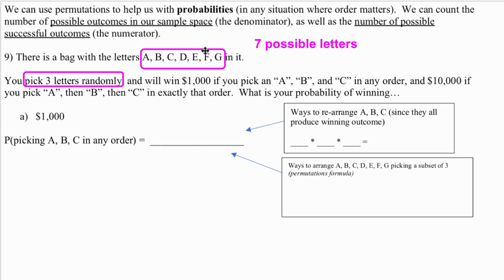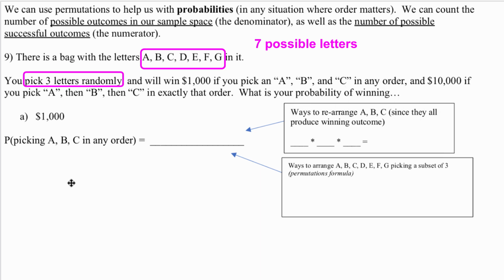1, 2, 3, 4, 5, 6, 7 total letters in it. You're going to pick 3 of them randomly, and you're going to win $1,000 if you pick A, B, and C in any order. So like you pick an A, followed by a C, followed by B, or a C, and then A, and then B, or a C, B, A, etc. You get $1,000. And $10,000 if you pick A, then B, and then C in exactly that order. What is your probability of winning $1,000? In other words, what's your chance of picking an A, B, and C in any order?